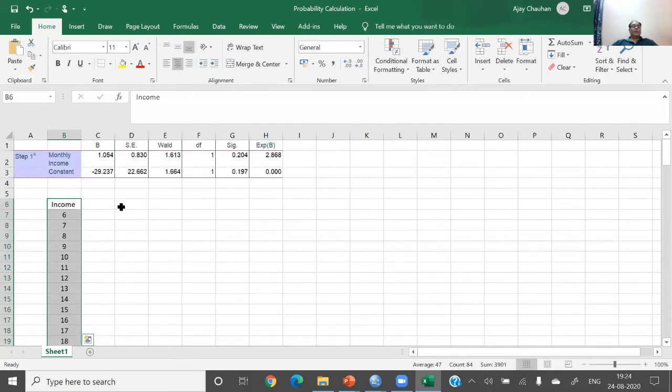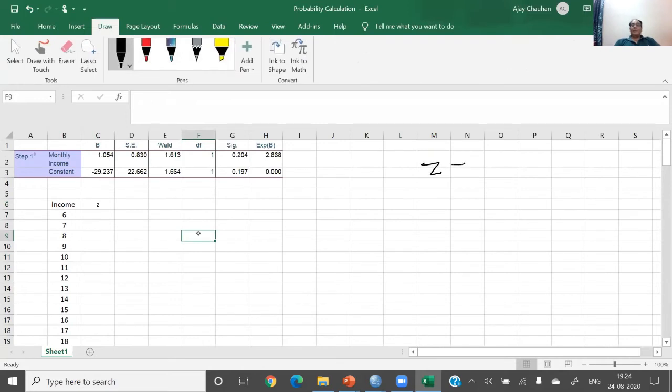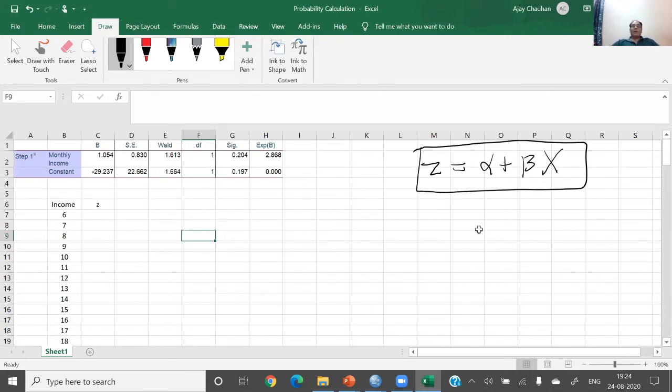Now, I am interested in calculating the value of Z. What is the value of Z? So I'm writing here. The Z value is actually alpha plus beta into X. So this is the value of Z. Okay. This is the alpha and this is the beta. And what is X? This is my X.